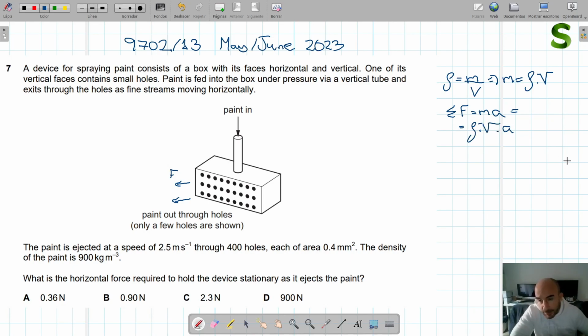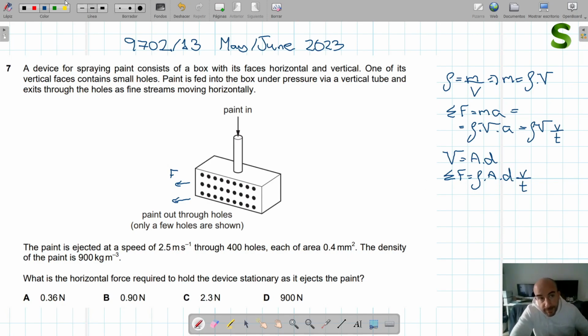times acceleration. And acceleration can be written as velocity over time. Okay, so we're going to express the volume as the area times distance. So then we have that the resultant of the forces equals density times area times distance times velocity divided by time.